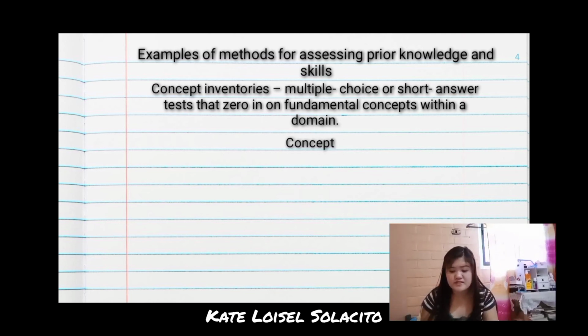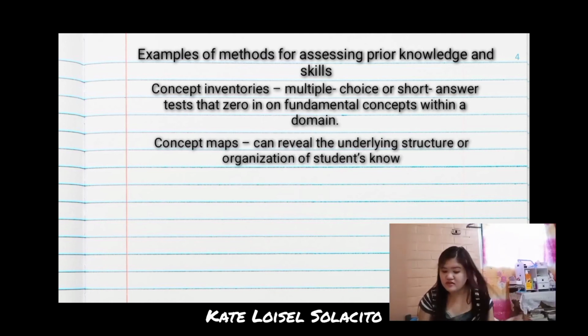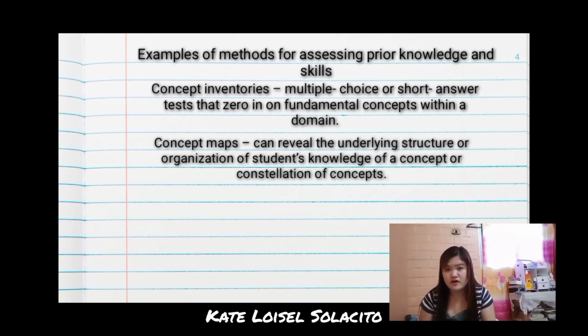Next is concept maps. Concept maps can reveal the underlying structure or organization of students' knowledge of a concept or constellation of concepts. Concept maps are visual representations of information. They can take the form of charts, graphic organizers, tables, flow charts, Venn diagrams, timelines, and P-charts. Concept maps are especially useful for students who learn better visually, although they can benefit any type of learner.